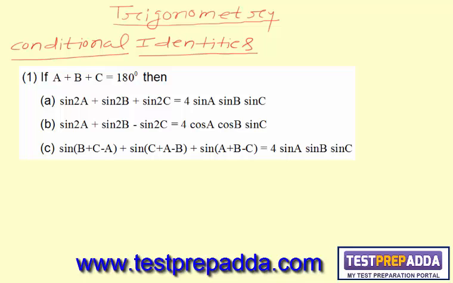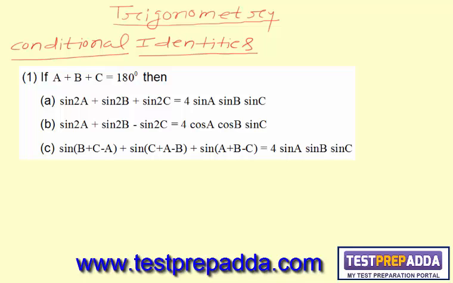Here it is given, if A plus B plus C is equal to 180 degrees, then the first identity is sine 2A plus sine 2B plus sine 2C is equal to 4 sine A sine B sine C. Second is sine 2A plus sine 2B minus sine 2C is equal to 4 cos A cos B sine C. And the last one is sine (B plus C minus A) plus sine (C plus A minus B) plus sine (A plus B minus C) is equal to 4 sine A sine B sine C.